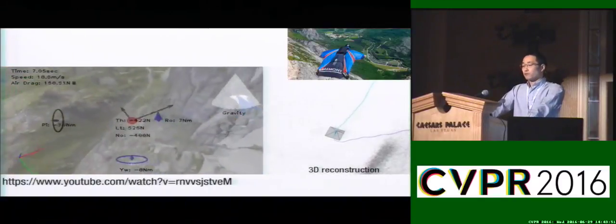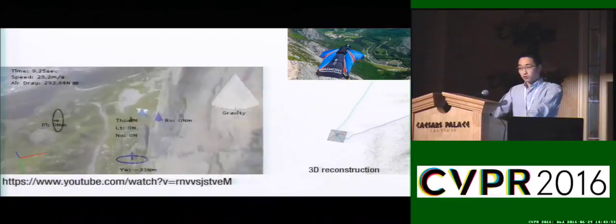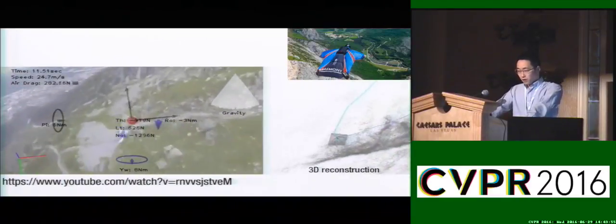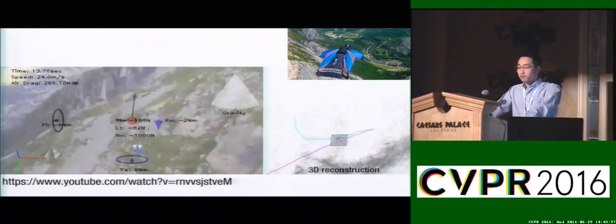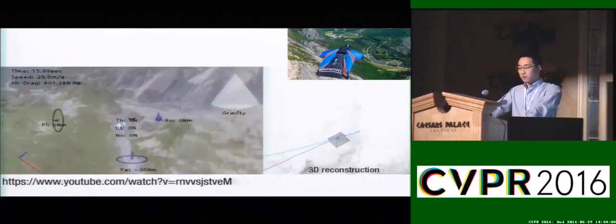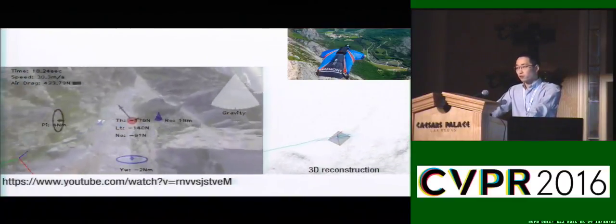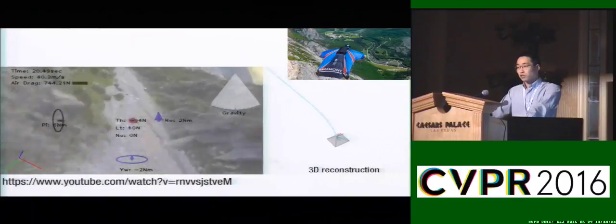A base jumper jumps from the cliff of the mountain and flies through the mountain valley. Our system recognizes high lifting force and air drag. At the same time, the direction of the lateral force tells us about the turning direction in the future.